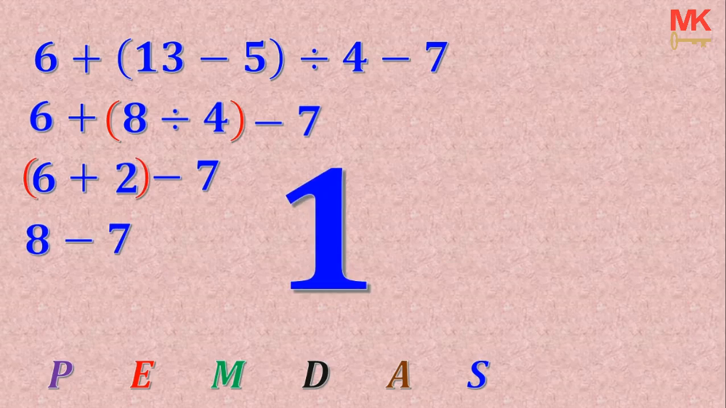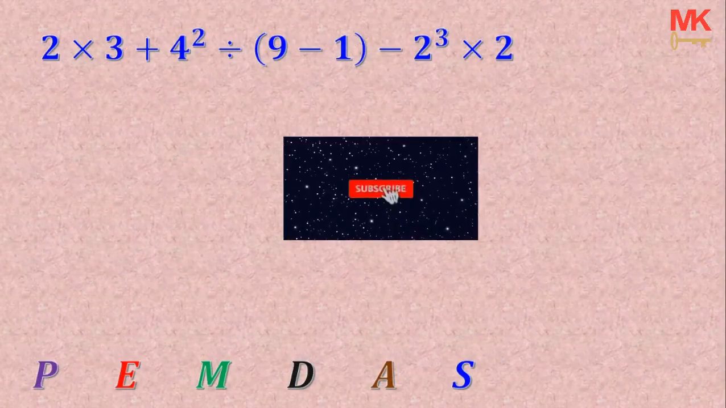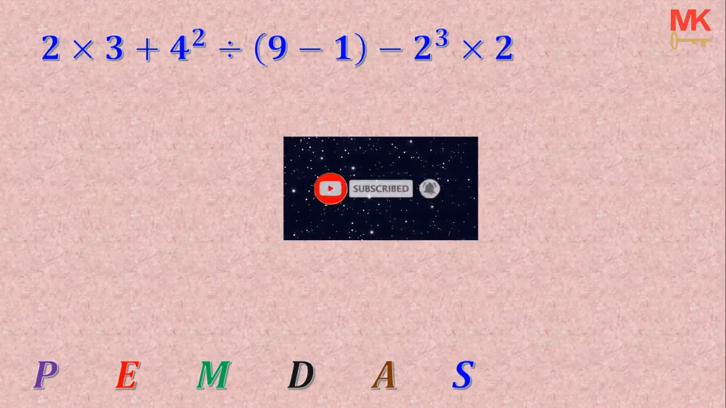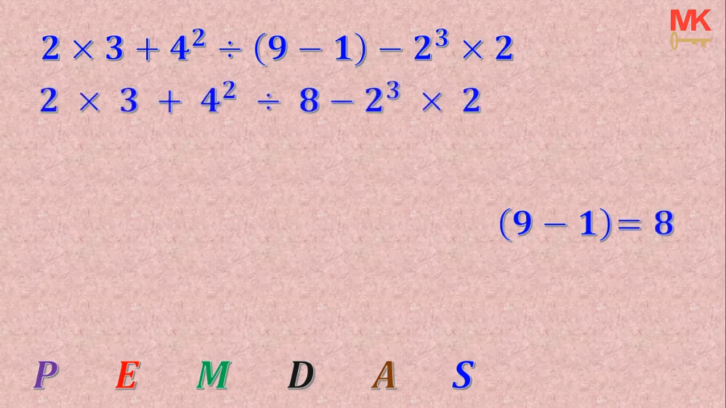Now, let's take the last example for today. In this example, there are parentheses, there are exponents, you can see multiplication, you can see that everything is in this expression. But we have the rule down there, PEMDAS. The rule, of course, says that we're going to deal with the numbers that are in the parentheses first of all. So we bring down our 9 minus 1, and that gives us 8. So our new expression becomes 2 times 3 plus 4 squared divided by 8 minus 2 cubed times 2. This expression is the same as the former, just that we've replaced the 9 minus 1 with 8.